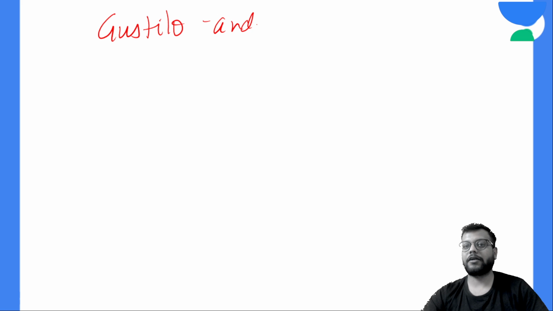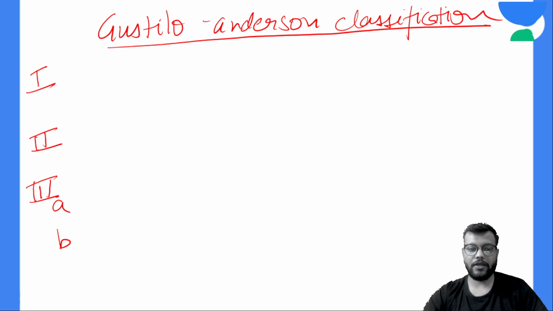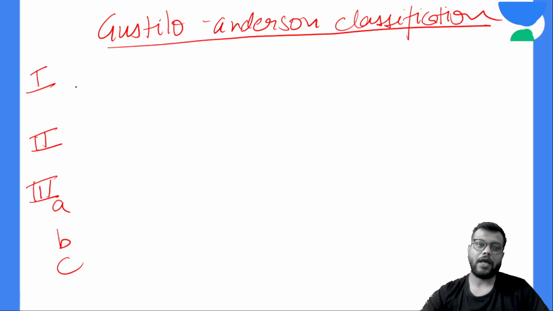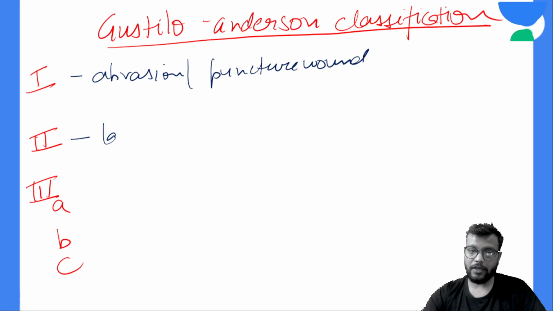Gustilo Anderson classification, which is used for wound management. Okay, wounds are classified into 3 parts: 1, 2 and 3, and the third is also in 3 types, A, B and C. Okay, now type 1 has only abrasion or puncture wound etc., not any lacerated wound on which you need to have sutures, or any contaminated wound. Here, type 2, there will be lacerated wound less than 2 centimeter and clean lacerated wound.